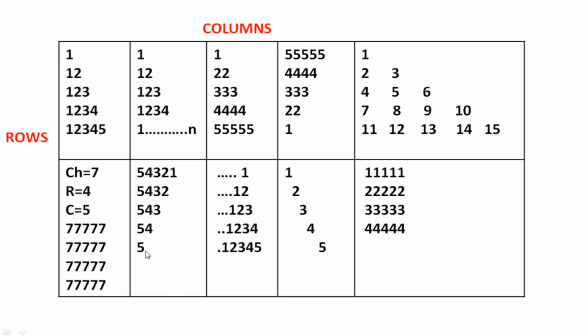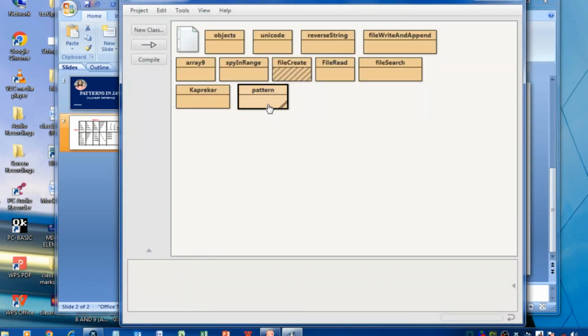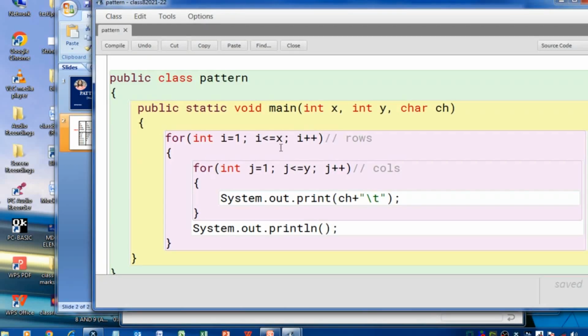That means every time the inner loop is starting from 5, you see. So I have to start the inner loop with 5, but it will go first 5 times, then 4 times, then 3. So how to control this? For this, you have to go to your BlueJ window.